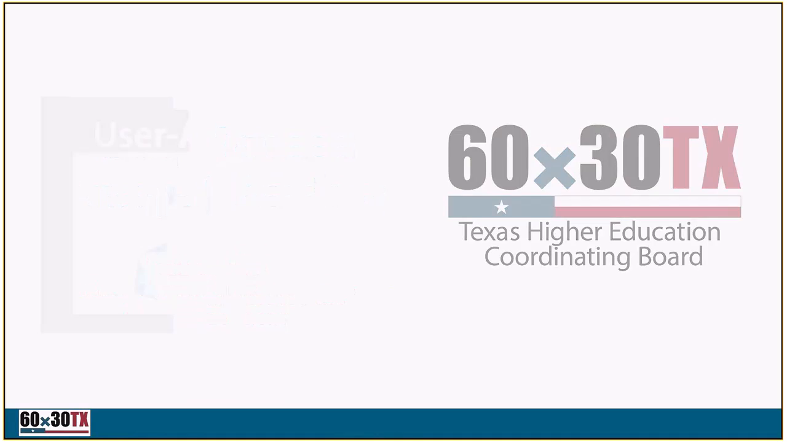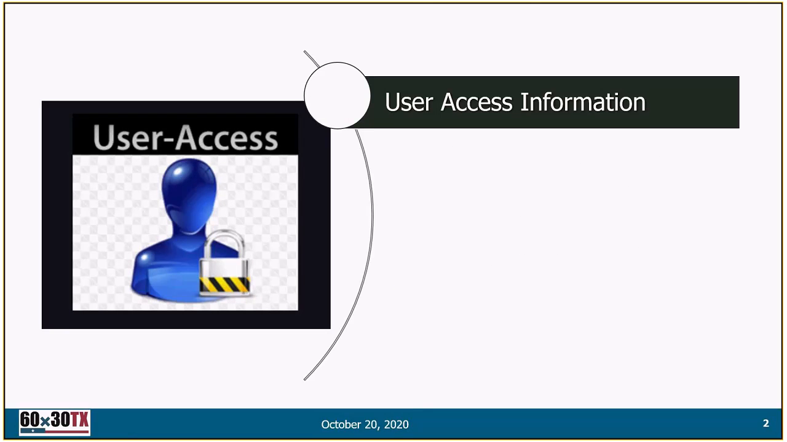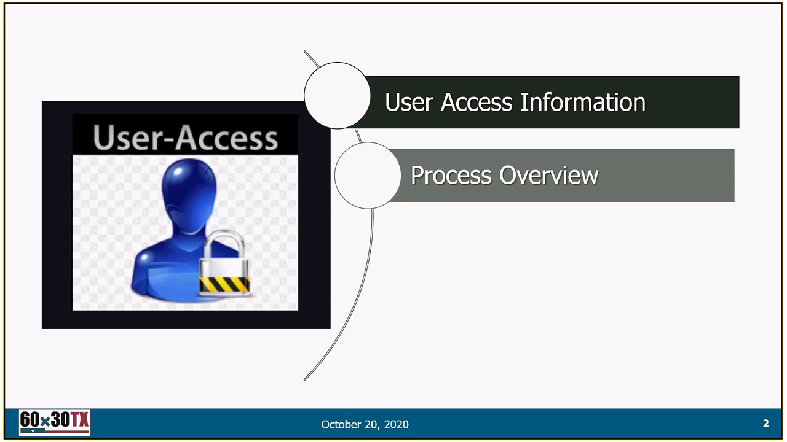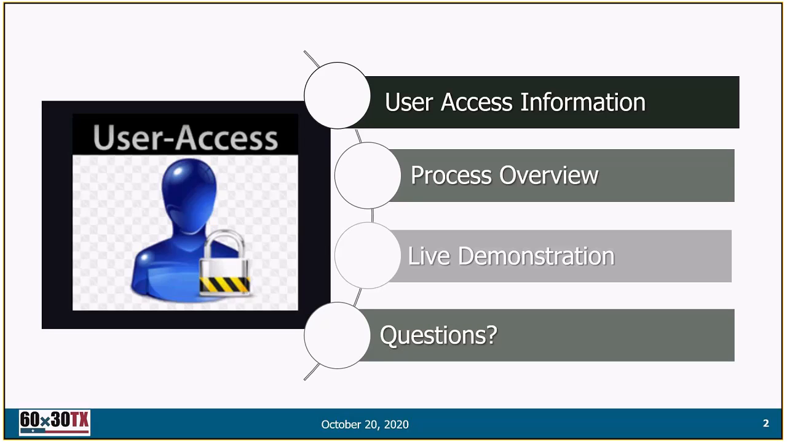So on today's agenda, what I have is just going through some basic user access information that was sent out. And then I'm going to do a process overview. So I'm going to go through the various steps of the process. And then I'm actually going to be doing a live demo for y'all to show you how you should be completing the annual review. And then at the end, like I mentioned, we'll go through some questions or any feedback that you have for me.